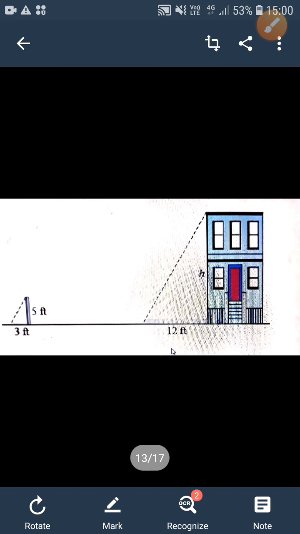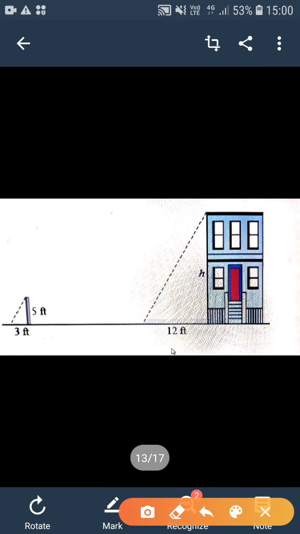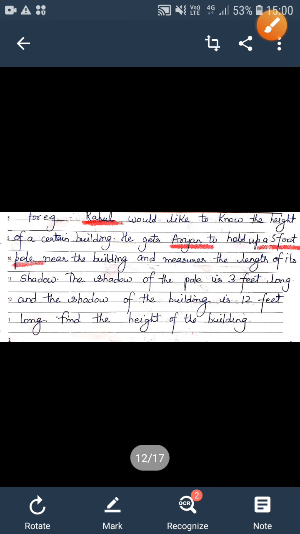This is the building whose height we do not know. Let us denote it by h. The shadow it is making is 12 feet long, and meanwhile Aryan also places the pole here, and the shadow of the pole is 3 feet. So this is the basic information that we have here. And what do we want to find out? We want to find out the height of the building.